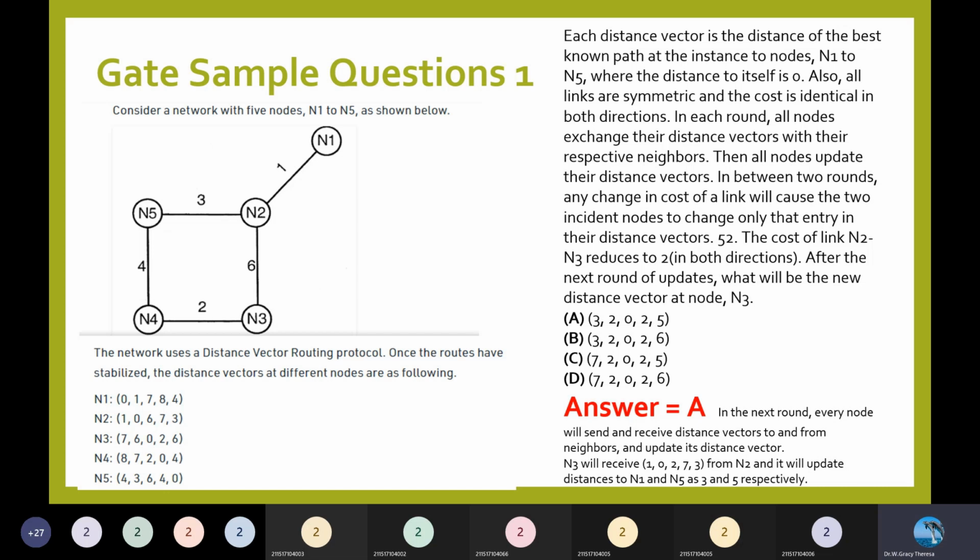So here the answer is given as A. How is the answer given as A? Because we have to calculate the Bellman-Ford equation, because they are clearly saying that the cost has been changed in one time.